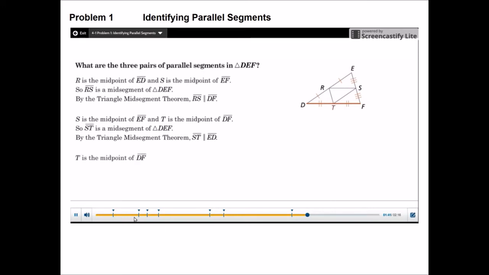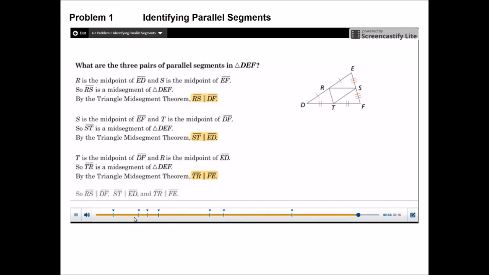T is the midpoint of segment DF. And R is the midpoint of segment ED. So, segment TR is a midsegment of triangle DEF. By the triangle midsegment theorem, segment TR is parallel to segment FE. So segment RS is parallel to segment DF, segment ST is parallel to segment ED, and segment TR is parallel to segment FE.